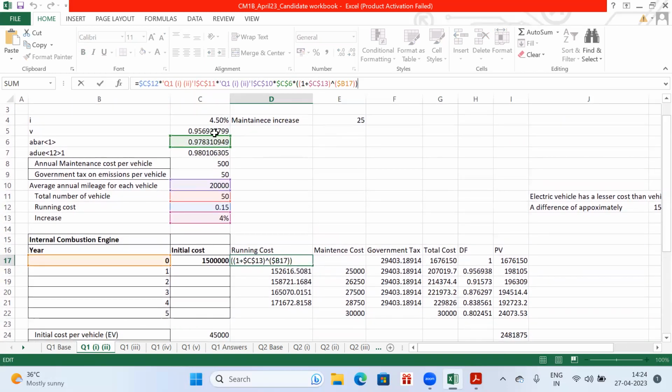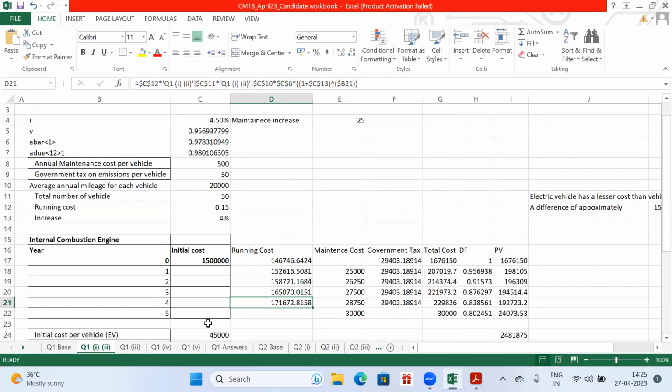So let's see. We have taken what? C12 is my running cost, which is 0.15, into my C11, which is the total number of vehicles, into that average annual mileage for each car, which is 20,000, into C6, which is my a bar angle 1, and into the increase. That is, it is increasing 4% each year. So 1 plus 4% to the power time. So once you do this, you increase. In the next year, it will increase by 1.04, and so on. And it will go till time 4.